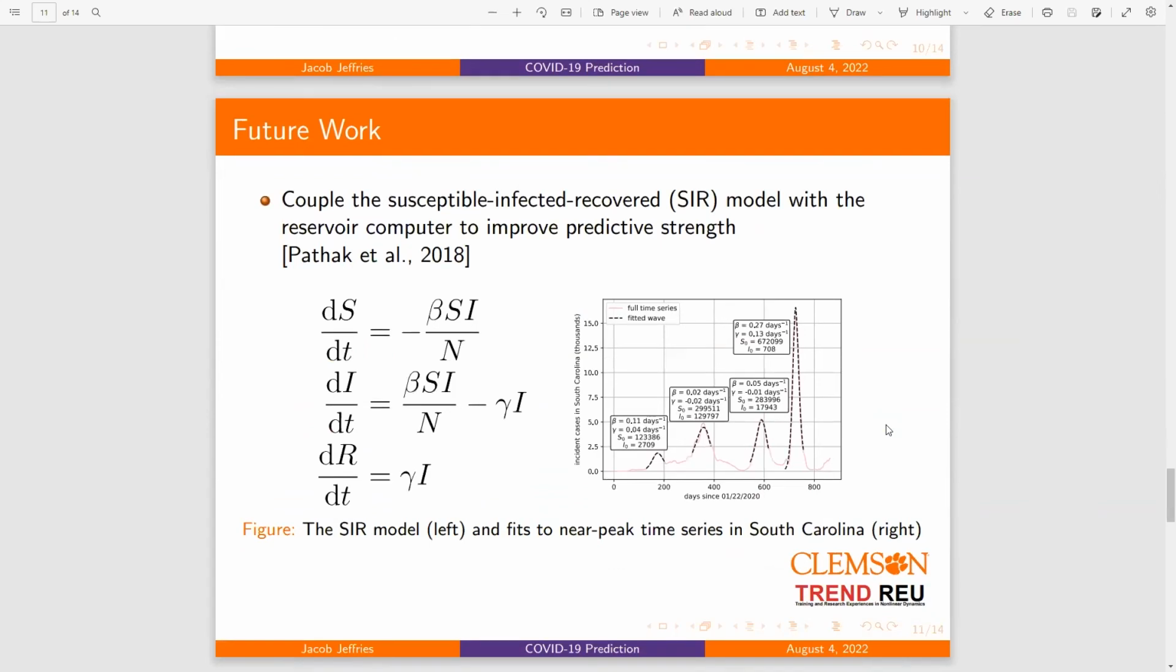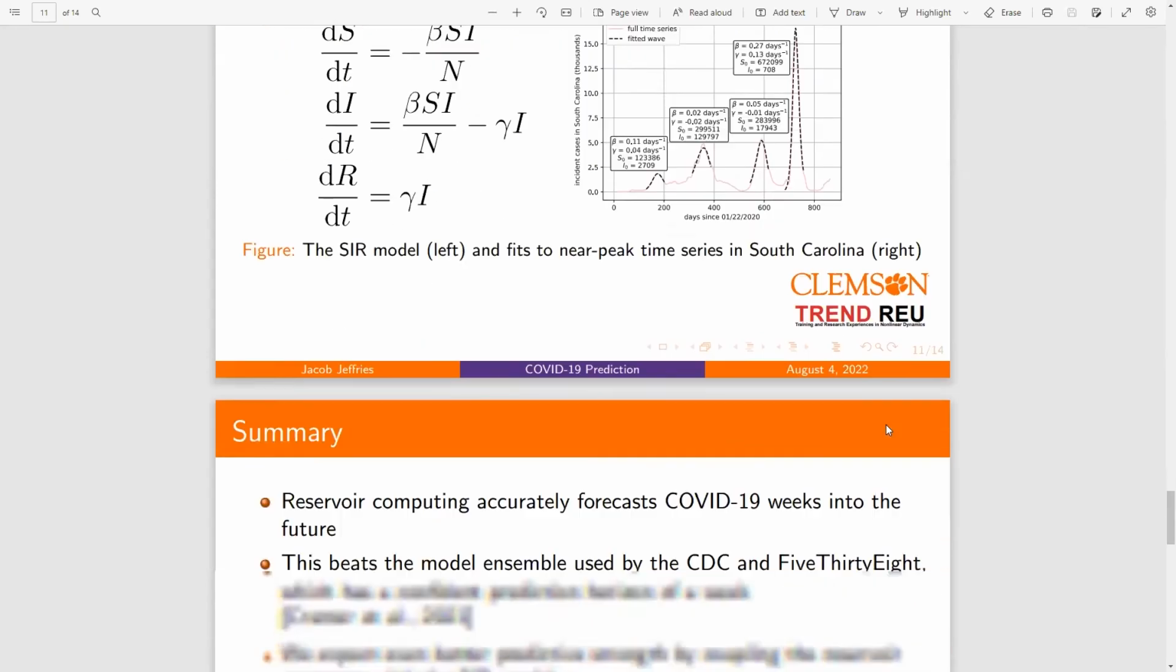So the future work is coupling what's called the susceptible, infected, recovered model with the reservoir computer to improve prediction strength. This citation is people in my research group who were using knowledge-based models and coupling them with reservoir computers to make better predictions. So the normal model for disease dynamics is the SIR model, susceptible, infected, recovered. These are total populations. And we've performed fits on incident case time series around peaks. And the goal is to use this extra information, couple that with a reservoir computer, and make more accurate predictions, basically biasing our reservoir computer in a certain way.